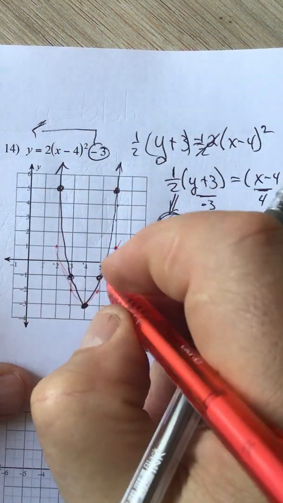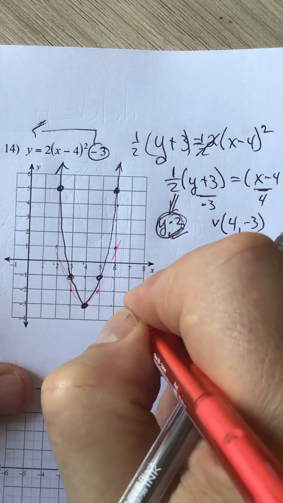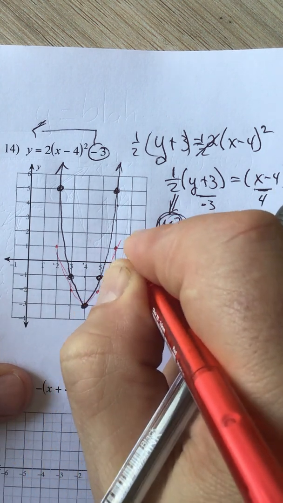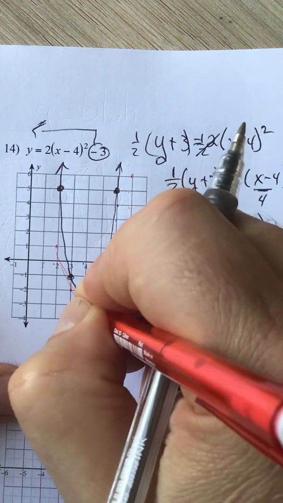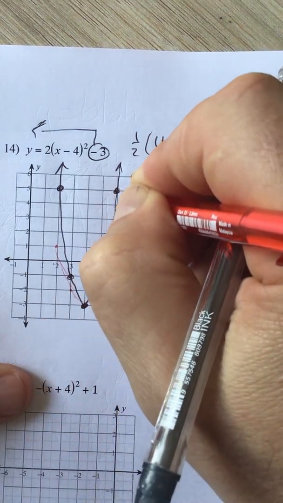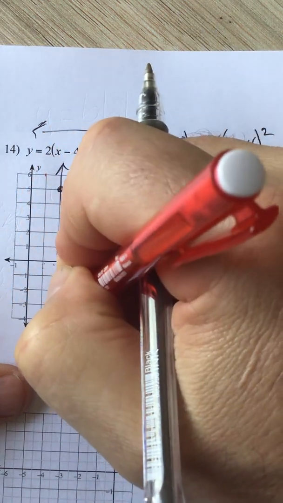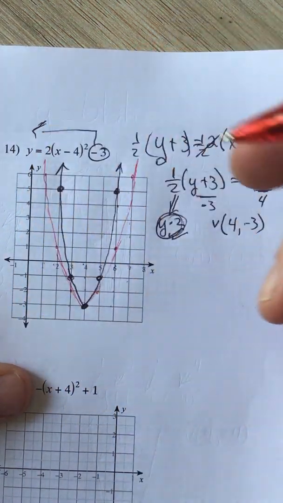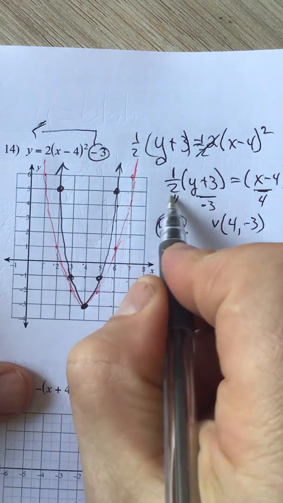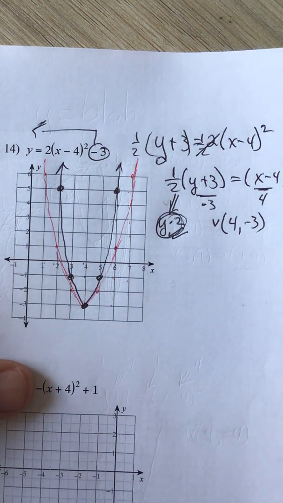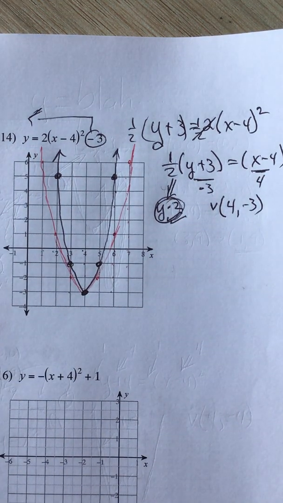The next one for the red would have been 3, 9. 1, 2, 3, 4, 5, 6, 7, 8, 9. The red one would have been out there, and out there. So the red would be the normal height. The black is twice as tall. The black is the answer.